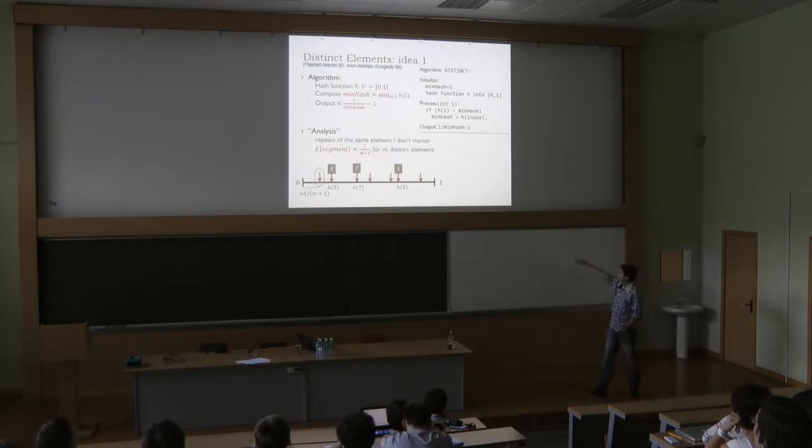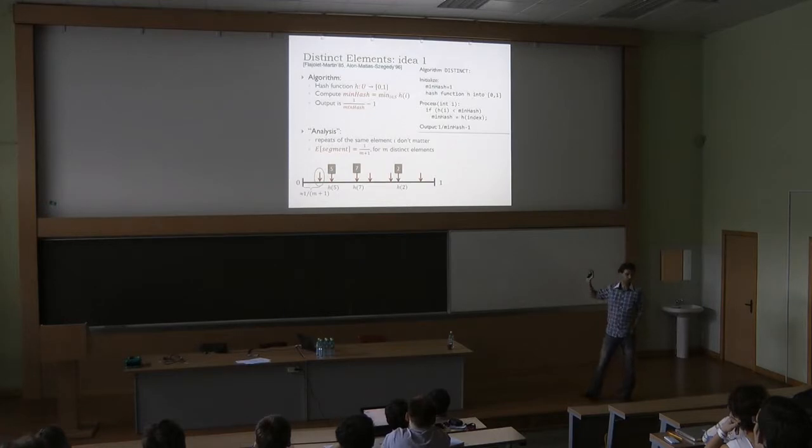And you can see that repeats of the same element don't matter. If an element repeats a zillion times, it doesn't really matter, because it's still the same hash function. So this is the algorithm. That's all. No questions about that? Okay, good.